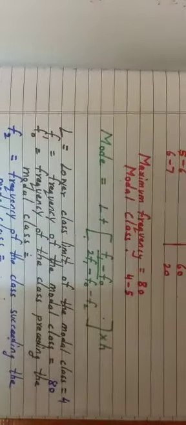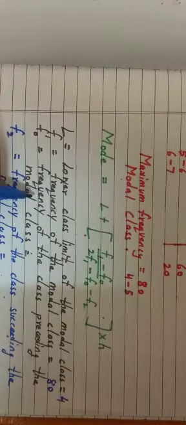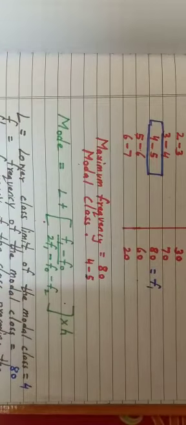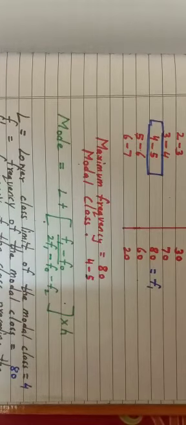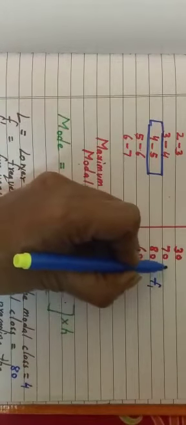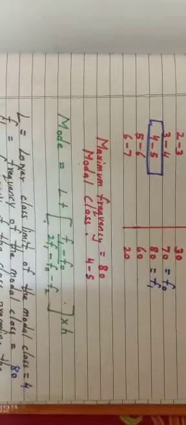After that you have been asked here F0. F0 is equal to frequency of the class preceding the modal class. Preceding the modal class means what? Before. And succeeding means after. So you have been said that F0 means preceding the modal class. Preceding means before. So what is before? That is 70. So we will write 70.